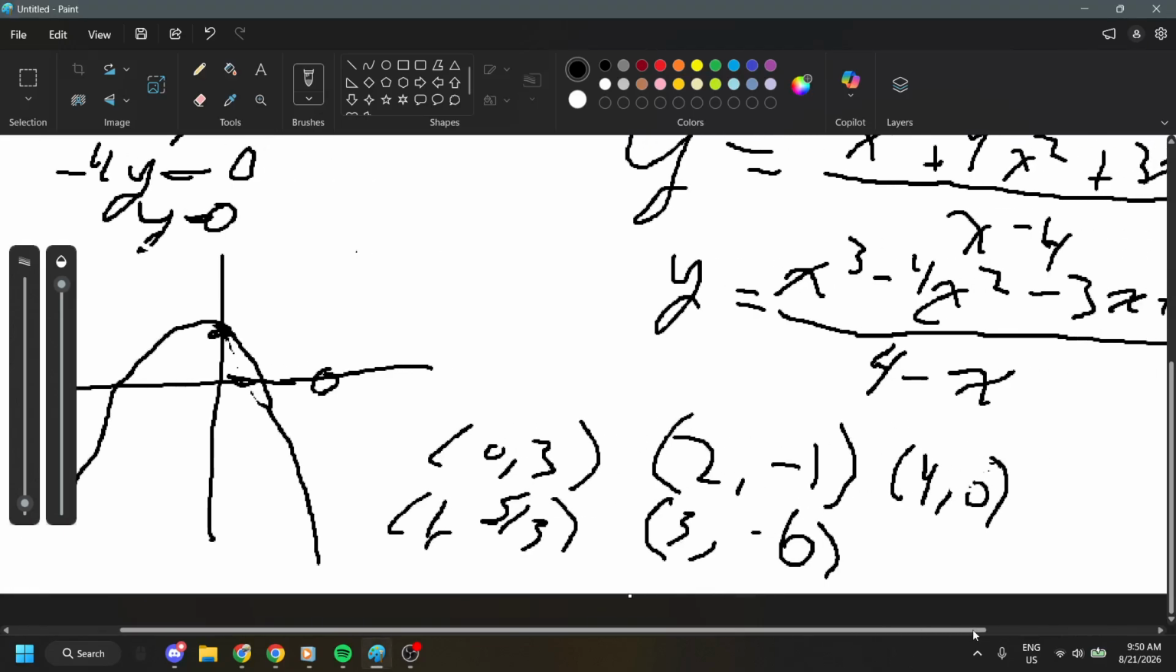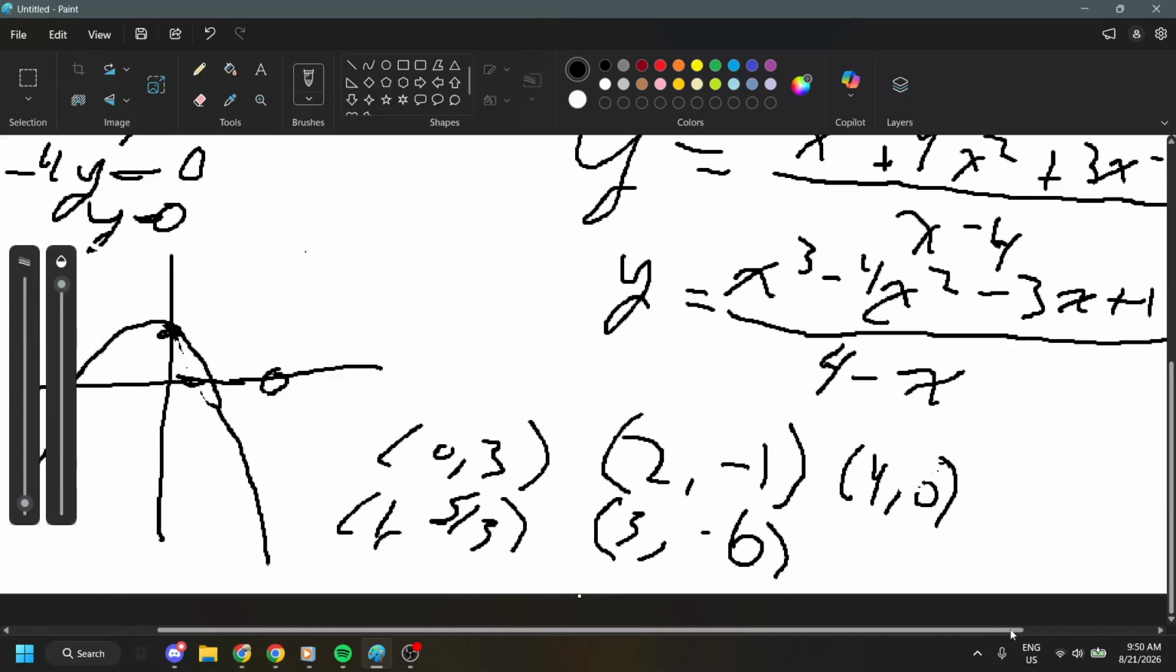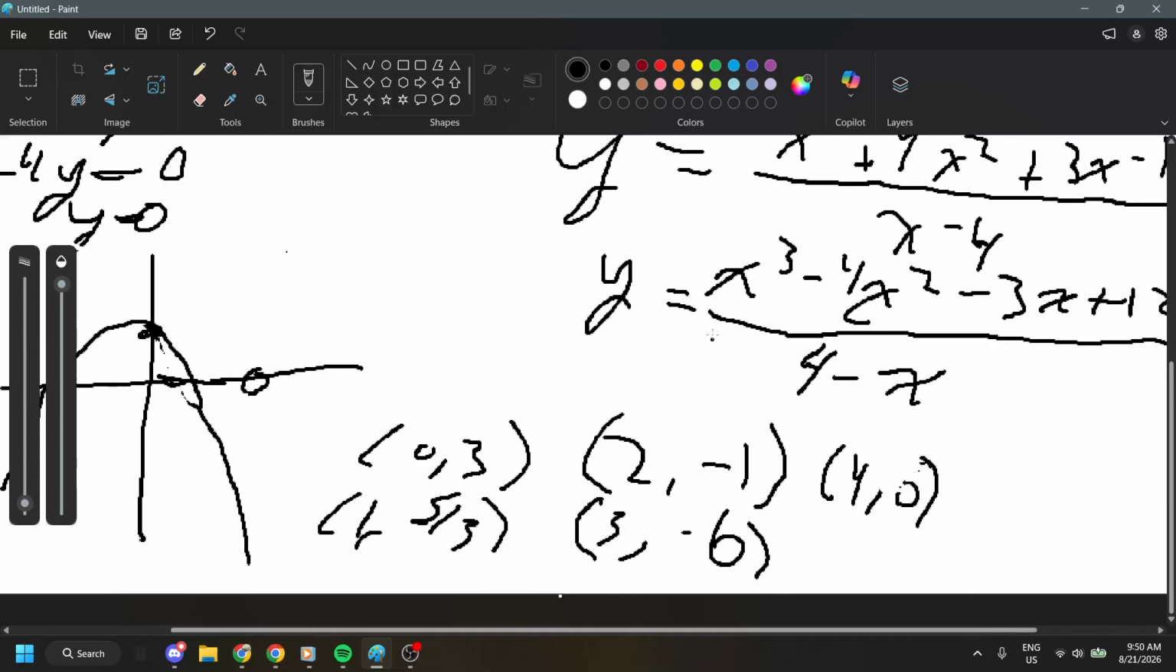If I put negative 1 in, I get negative 1 minus 4 plus 3. So it's going to be negative 5 plus 3 is negative 2. Negative 2, so it's going to be 10. 10 over negative 5 is negative 2. Negative 1, negative 2.